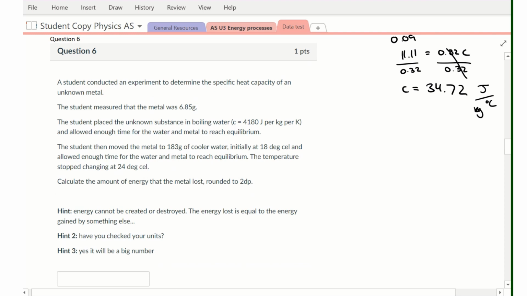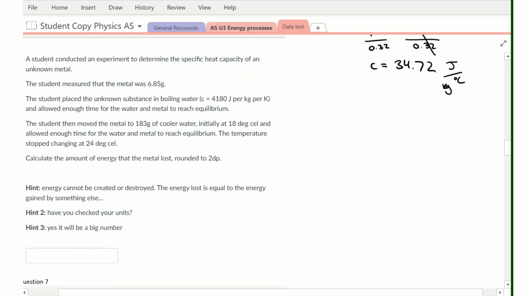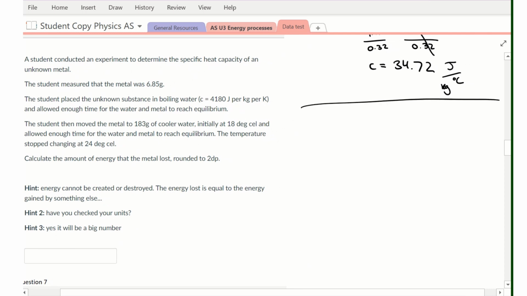Let's take a look. A student conducted an experiment to determine the specific heat capacity of an unknown metal. They measured that the metal is 6.35 grams. The student placed this in some water. It was boiling. And we got the specific heat capacity of water and allowed enough time for it to cool. The student then moved the metal to 183 grams of cooler water, initially at 18 degrees, and then it obtained equilibrium at 24 degrees. Calculate the amount of energy that the metal lost.